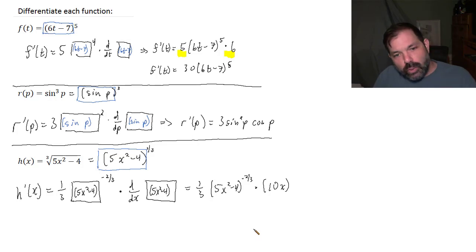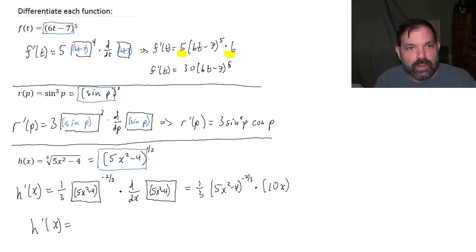All right, and then if we wanted to clean this up a little bit, there's a couple different ways we could write this. H prime of x, again, I would combine the factors. 1/3 is being multiplied by 10, so I could certainly write that as 10/3. I would bring the x up front, 10/3 x, and then I'd have the 5x squared minus 4 to the negative 2/3 power.